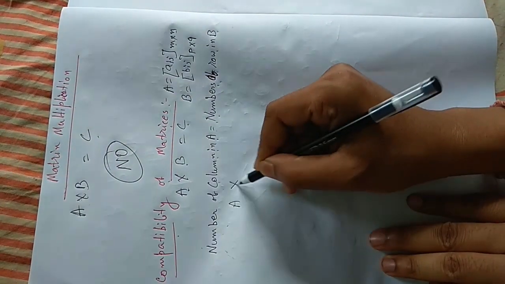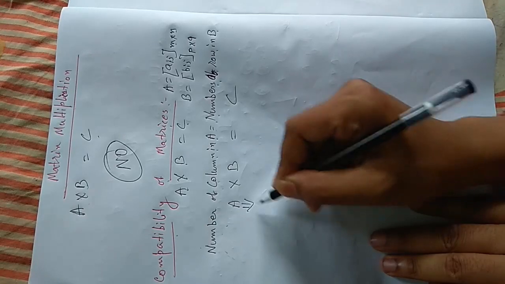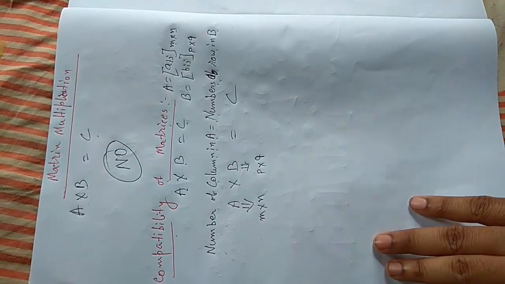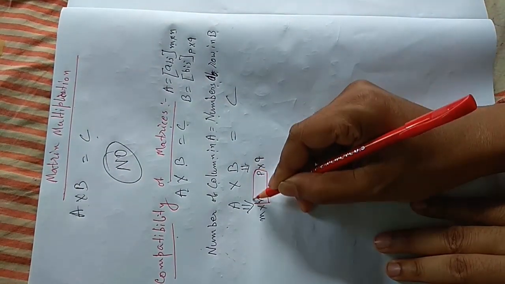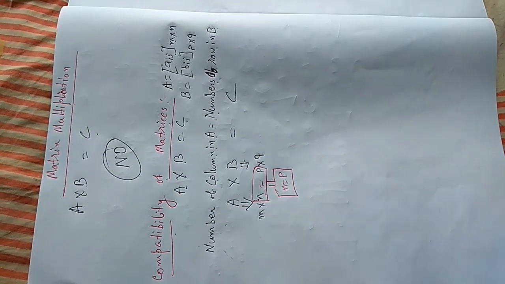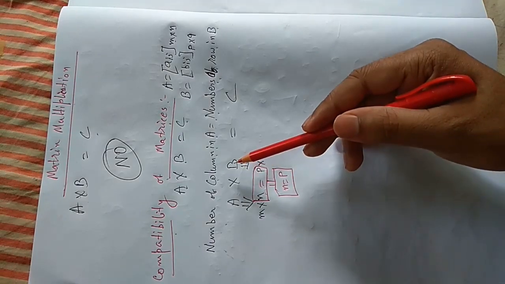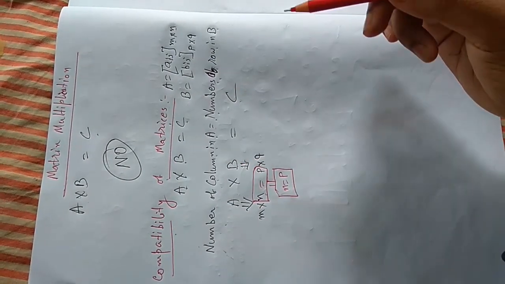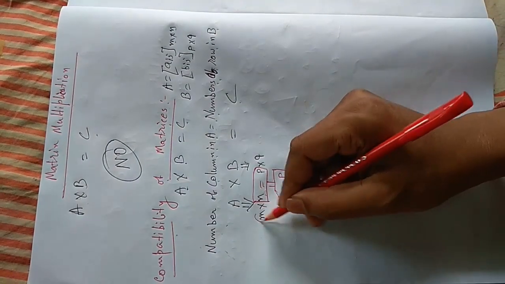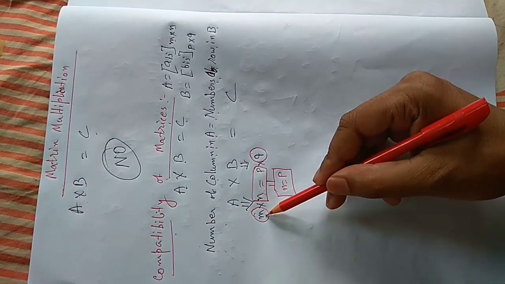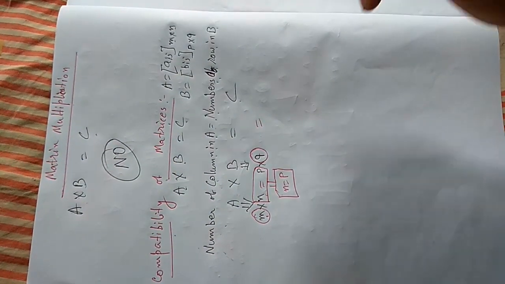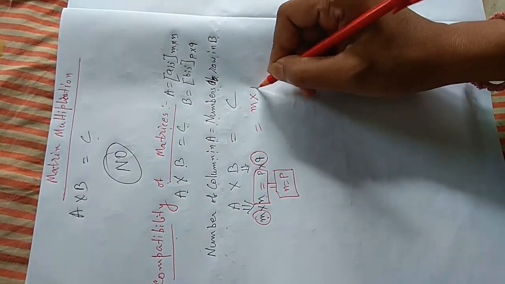So A cross B is C. A has order m by n, B has order P by Q. If n equals P, then A cross B is possible and we get the matrix C. Now one question comes: what is the order of C? The order of C is the remaining two. That means the first matrix's number of rows and the second matrix's number of columns. So the order of C is m by Q.